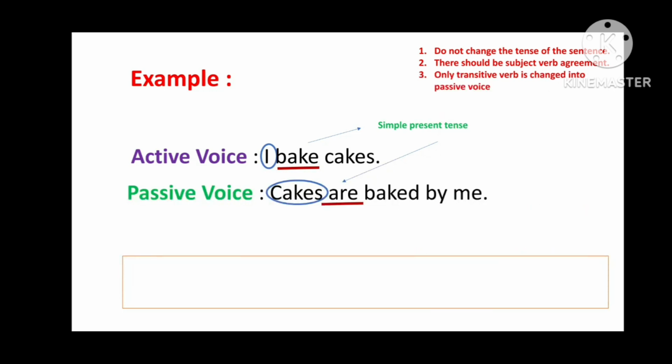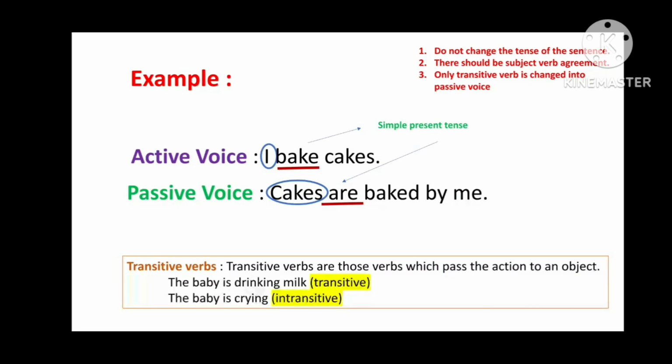The third point is only transitive verb is changed into passive voice. Now what are transitive verbs? Transitive verbs are those verbs which pass the action to an object. That means we need objects in case of transitive verb. For example, the baby is drinking milk. Drinking is a transitive verb as it needs an object like milk, water, juice, etc. In the second sentence, the baby is crying. Crying is an intransitive verb because it doesn't need any object. Here in the active voice, we have cakes as object. Hence, it is transitive verb and it can be changed into passive voice.